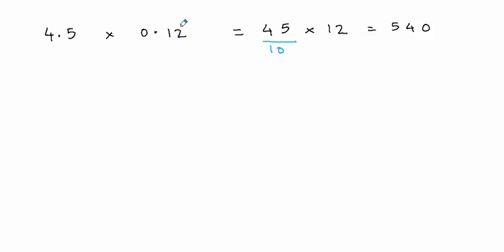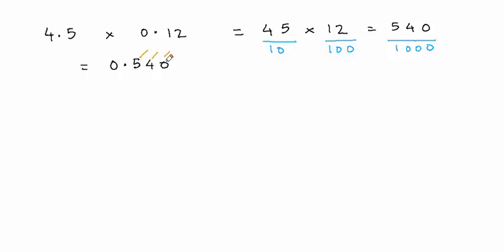And similarly, 0.12 is nothing but 12 divided with 100 because the decimal point has been shifted two places over to the left. And therefore the answer is the product of 45 and 12, which is 540, divided by the product of 10 and 100, which is 1000. Which means we need to shift the decimal point three places over to the left. So this answer is 0.540.